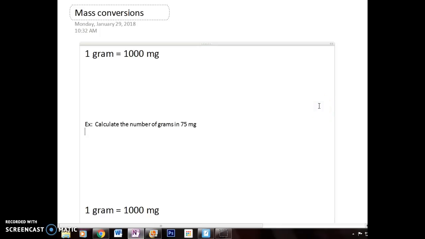Today we're going to look at unit analysis. Unit analysis is a way to convert from one measurement to another measurement, and we use it in chemistry a lot. So let's take a look at our first equality here.